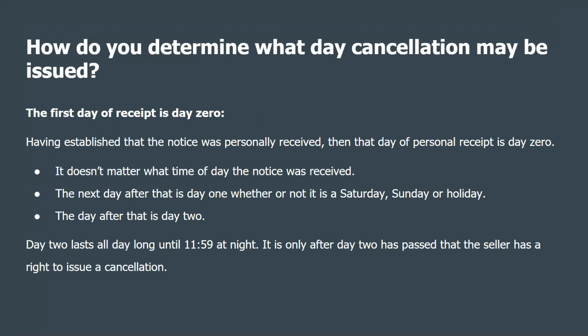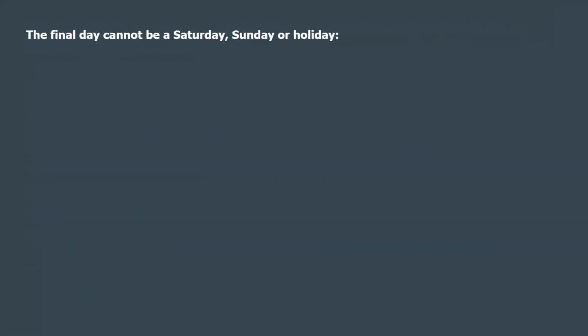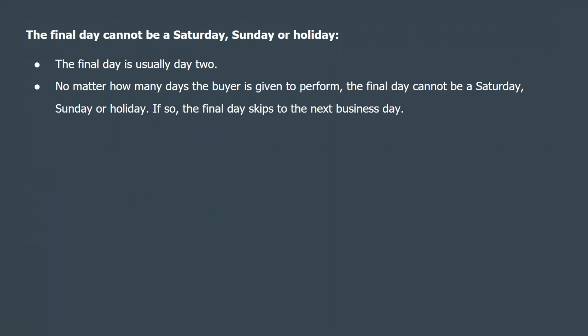So day 2 lasts all day long until 11:59 at night. It is only after day 2 has passed that the seller has a right to issue a cancellation. The final day cannot be a Saturday, Sunday, or holiday. The final day is usually day 2. No matter how many days the buyer has been given to perform, the final day cannot be a Saturday, Sunday, or holiday. If so, the final day skips to the next business day.